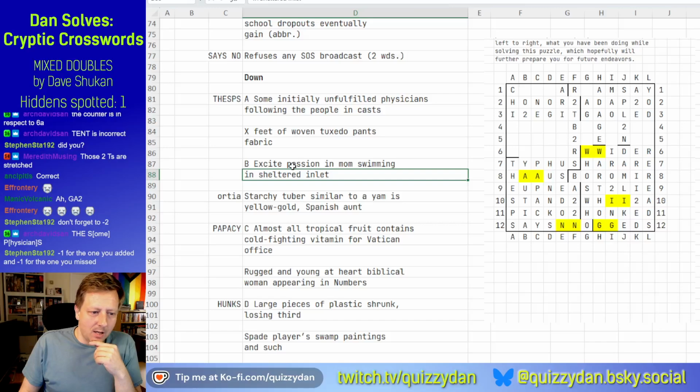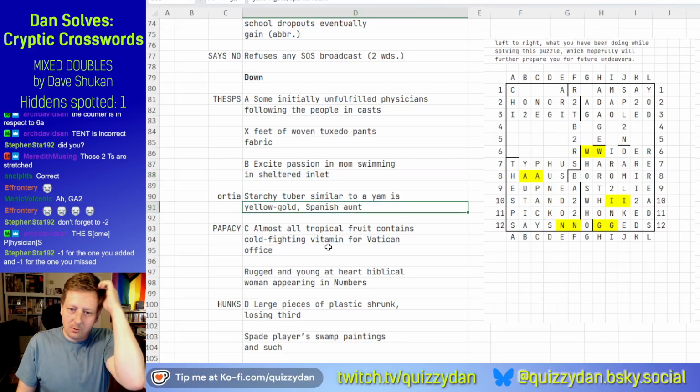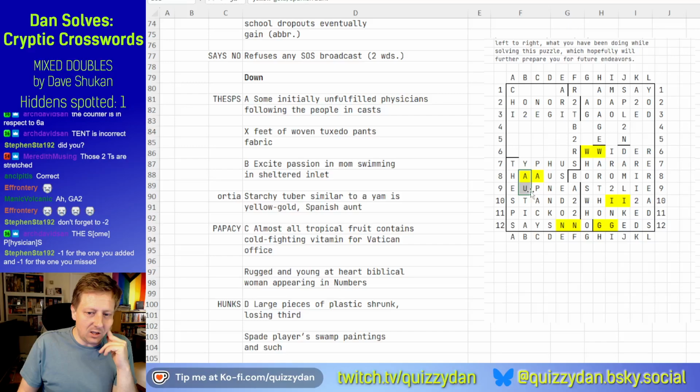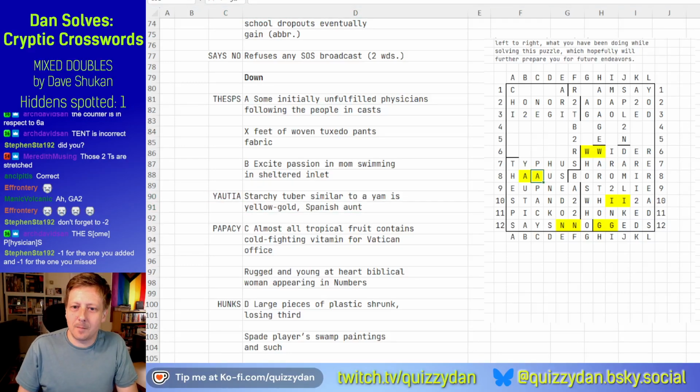Excite passion in mom swimming in sheltered inlet, and I can see Tia here. Yellow. Yellow is Y, gold is AU, and Tia, that's not a word. Starchy tuber, similar to a yam. Is there a Yautia? Any of several Caribbean aroid plants of the genus Xanthosoma, cultivated for their edible leaves and underground stems, and they could be eaten as vegetables. That's not a word I've ever heard of. That's fine, that's correct. The Y could get stretched, as could the T of thesps, of course, at this point in time. So let's remove that.